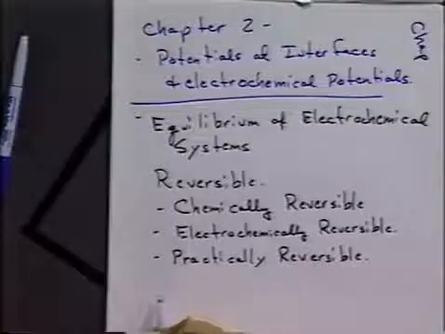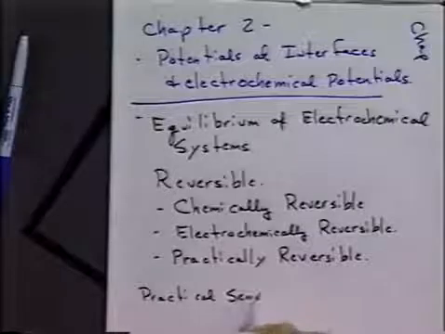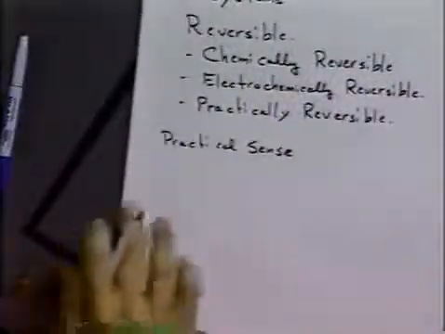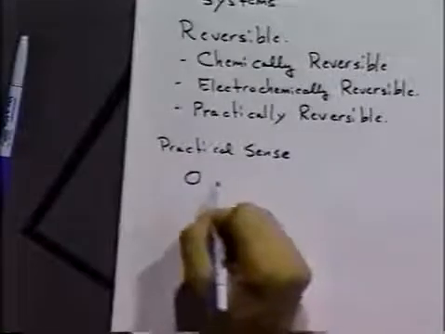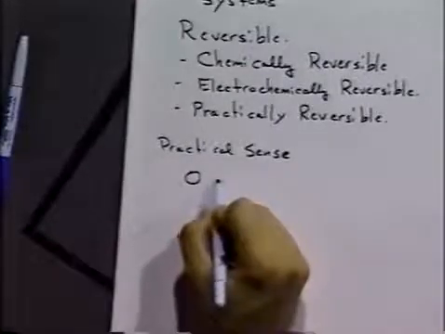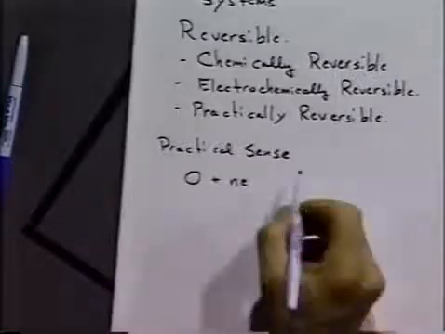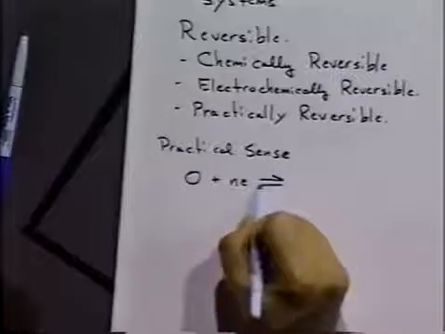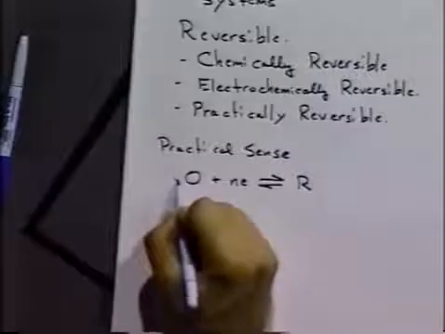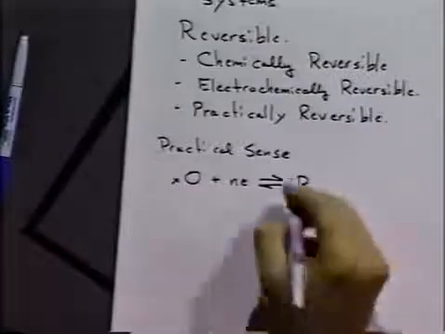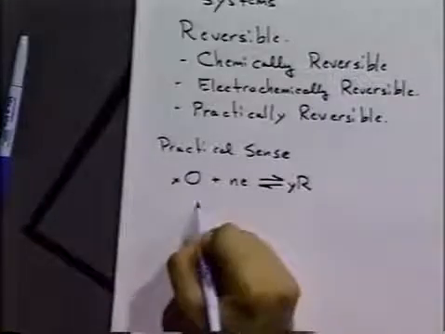In a practical sense, we're interested in systems that follow the Nernst equation. And remember, the Nernst equation can be formulated something like this, where we have a species O, which is an oxidized chemical species, undergoing some sort of an electron transfer to be reduced to species R. And if we put in some stoichiometric coefficients for that equation, we can write the Nernst equation as follows.